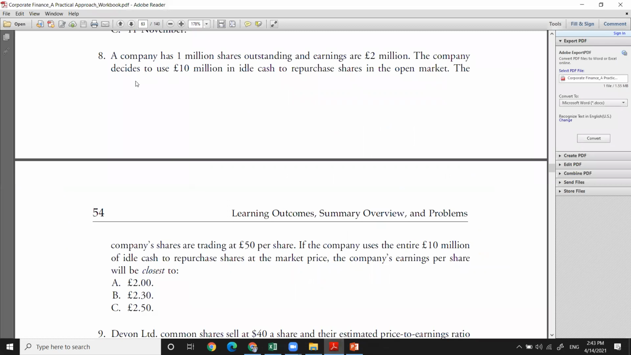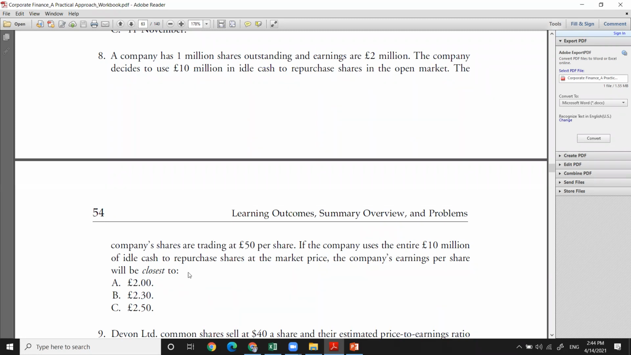In here, we are given a company that has 1 million shares outstanding and earnings of $2 million. The company decides to use 10 million of idle cash to repurchase shares in the open market. The company's shares are trading at $50 per share. The company uses its entire 10 million of idle cash to repurchase shares at the market price. The company's earnings per share will be closest to, so we need to estimate the EPS. The logic is the same here. First of all, we need to find how many shares will be repurchased, because we know that EPS is equal to net income, which is earnings, divided by the number of the shares.